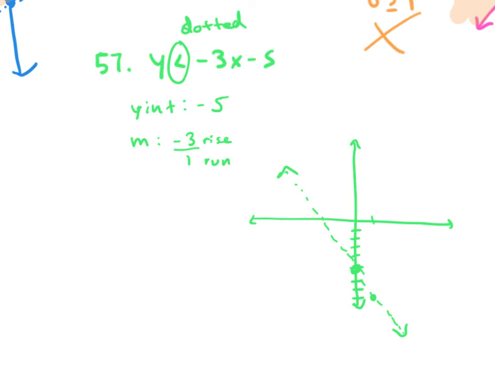What do we do next? So we plug in 0, 0. We're plugging in 0 for x and 0 for y. So we have 0 is less than 0 minus 5, so just negative 5. Is 0 less than negative 5? No. So where are we shading? So we shade where 0, 0 is not, so on the bottom of this line here.